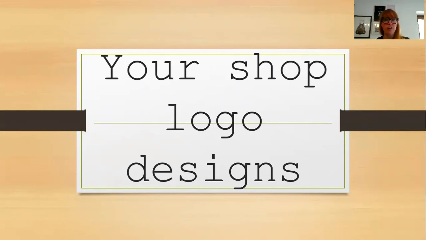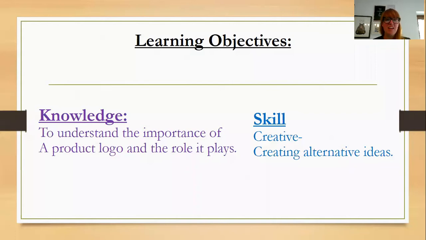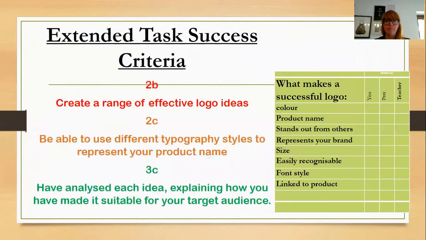So on the screen now, you can see your success criteria. Hopefully it will just click through. Our lesson objectives here. So your knowledge objective is to understand the importance of a product logo and the role it plays. The skill we're using is creative because we're creating alternative ideas, and you're going to create 4 ideas for your shop logo. Here is our success criteria.